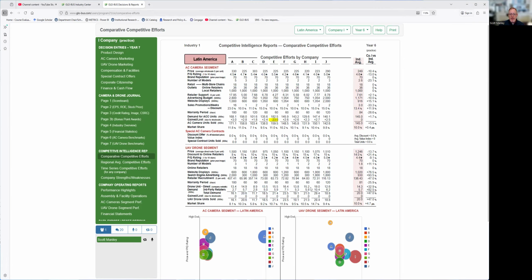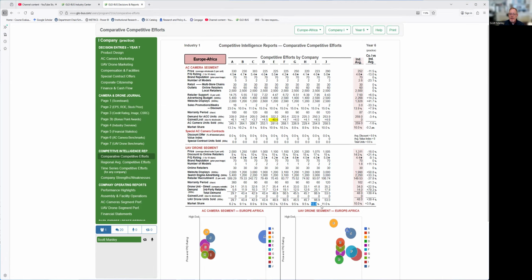Taking a look at the drone, in Latin America I was very clearly the market leader on the drone. In Asia Pacific, I was the market leader on the drone. In Europe, Africa, I was the market leader on the drone.